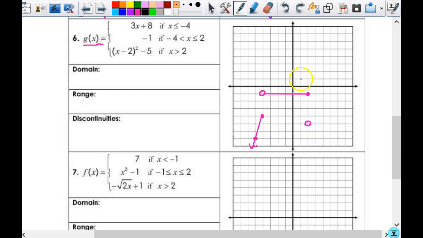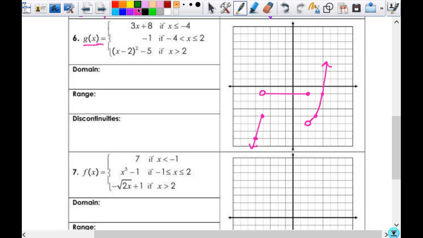So then I can go to 1, 1, and I'm going to go to the right 2 and down 5 and make my point. Then I can go to 2, 4, and I'm going to go to the right 2 and down 5. And then that gets me what I need to get my parabola in there, like so. Everybody good?